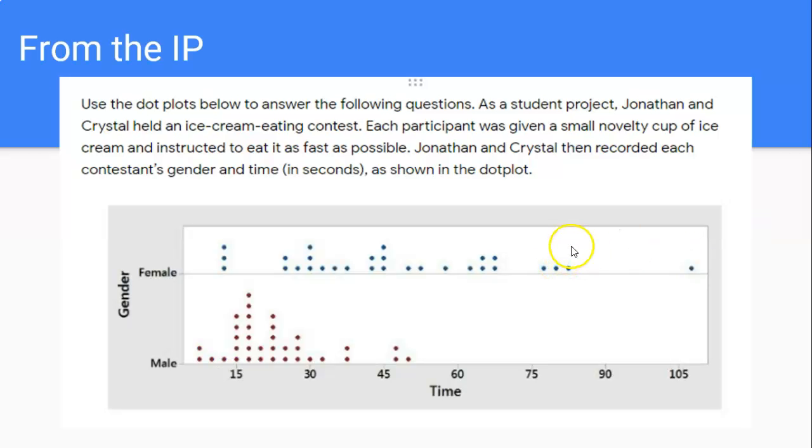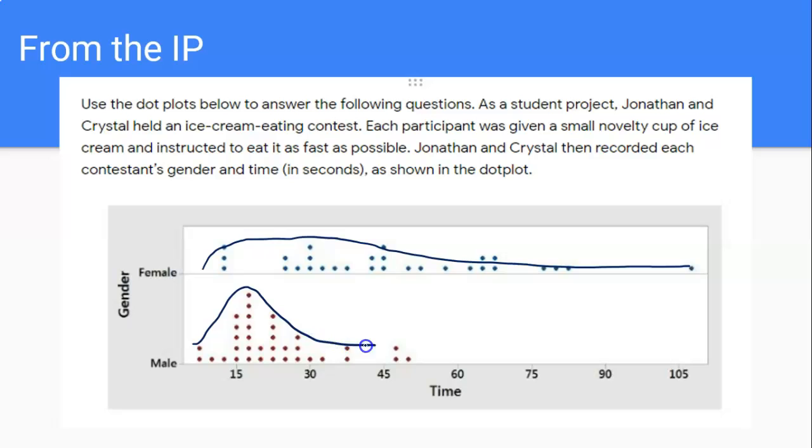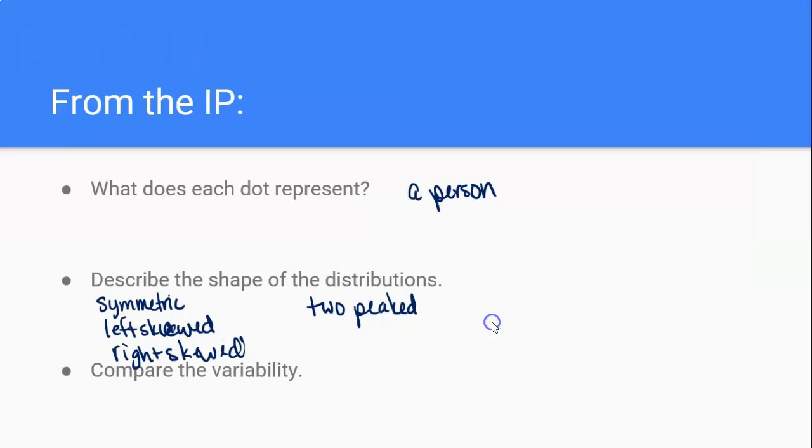So let's take a look at these. Draw a little curve that goes over the top and along your dots. See this long tail out to the right? The female is right skewed, and so is the male. Both are right skewed, although the female is much more right skewed. So you should have said right skewed for those.